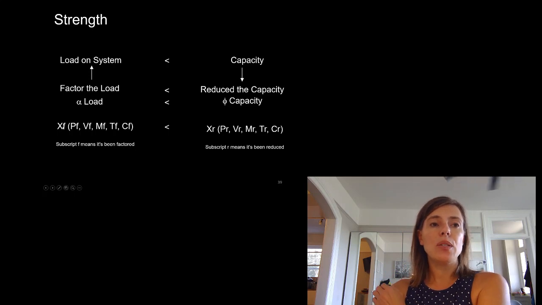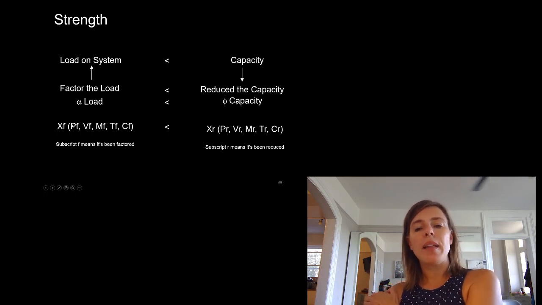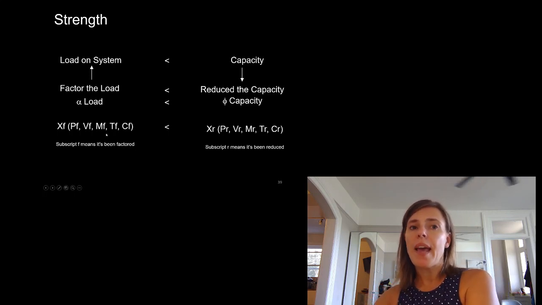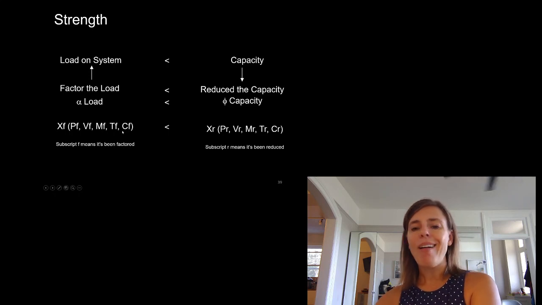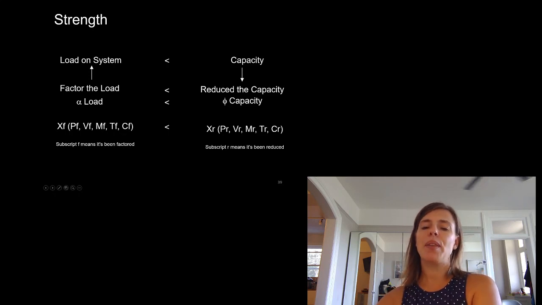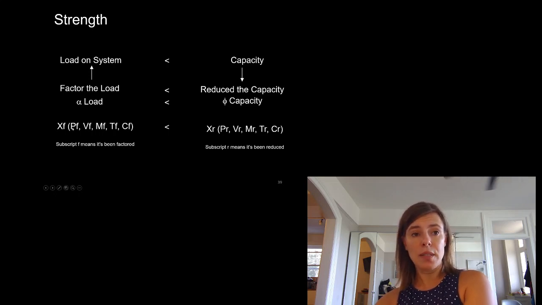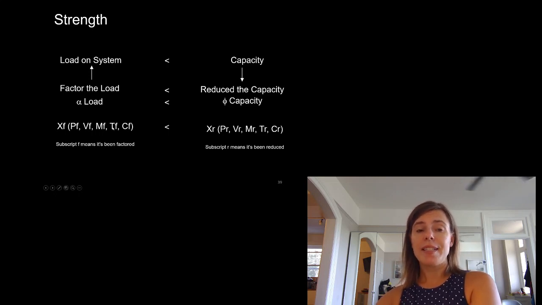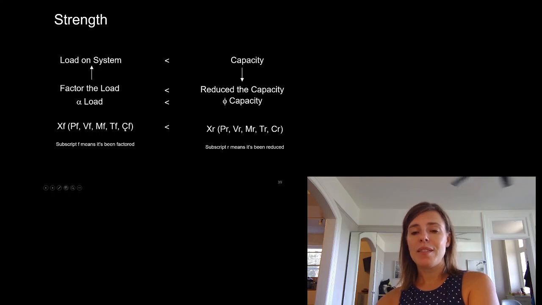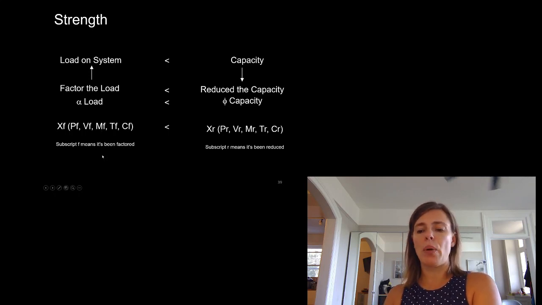X here is just a placeholder. This is to represent that we could have P, V, M, T, or C. All those things don't mean anything to you yet, but they will by the end of this course. P is talking about axial loads in some abstract manner. T is talking about tension. C is talking about compression. V is talking about shear. And M is talking about moment. All things we're going to talk about in great depth.